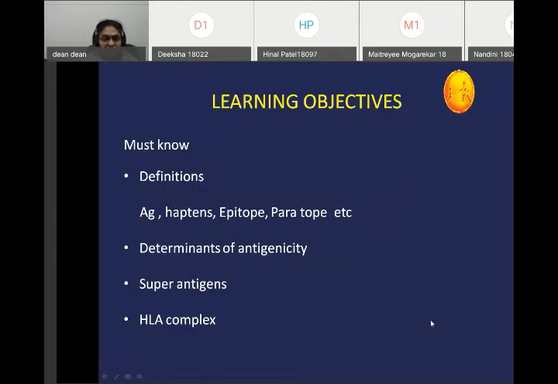In this topic, you must know various definitions. What are determinants of antigenicity? And what is HLA complex?